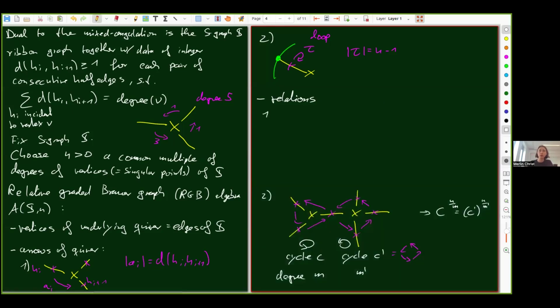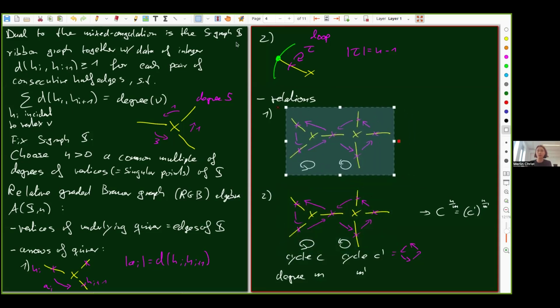So relation 1 is that, which is a bit simpler to explain. If we copy paste this picture, there's a different relation, not about the 2 loops, but it's about a certain composition. Namely, this composition here and this composition here, they vanish.